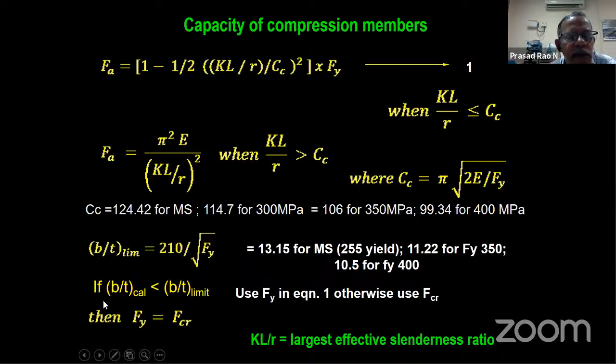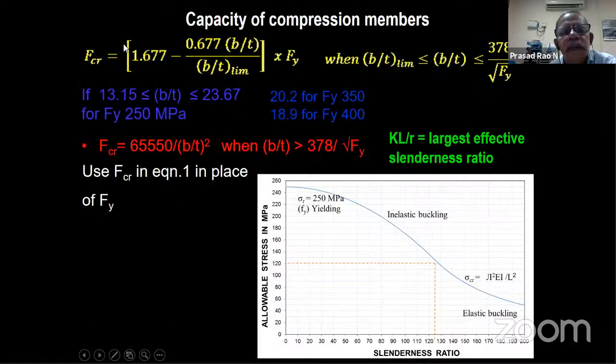And then the next limit: if B by T calculated is less than the B by T limit, use Fi. The same Fi you can use. No need to reduce the allowable stresses, directly you can use. Suppose your B by T is crossing beyond that limit, then you have to reduce your Fi. Instead of Fi, use FCR in the first formula.